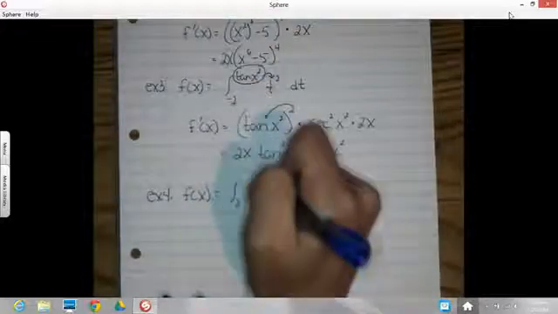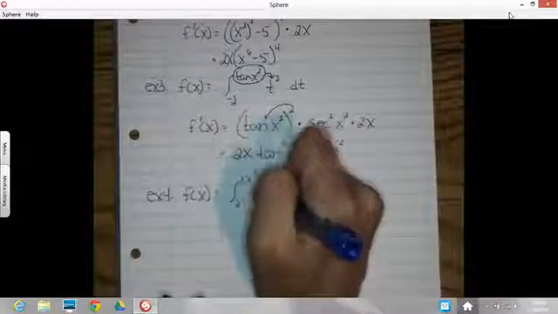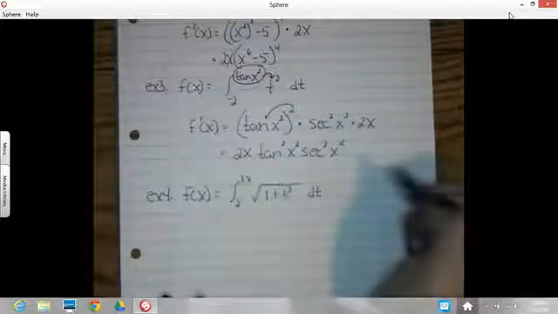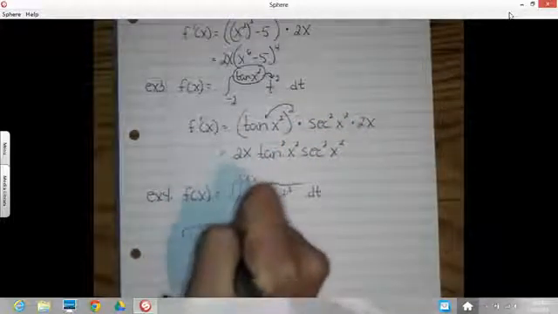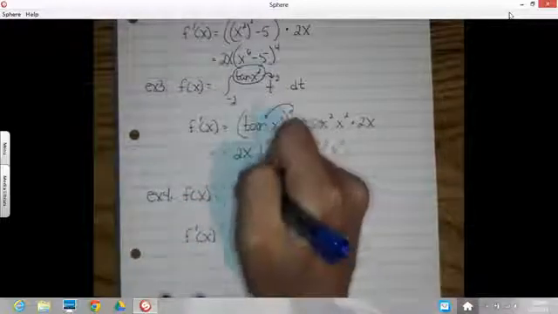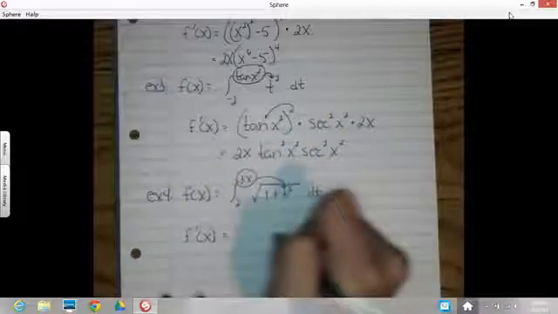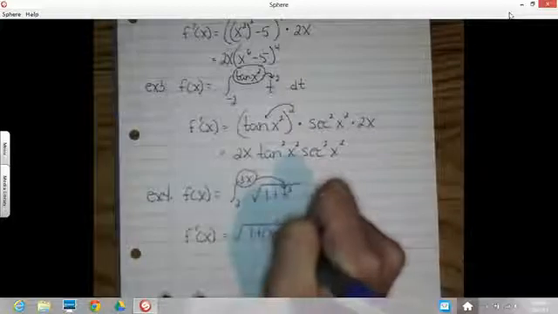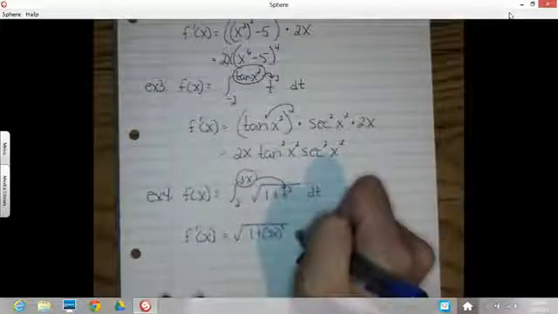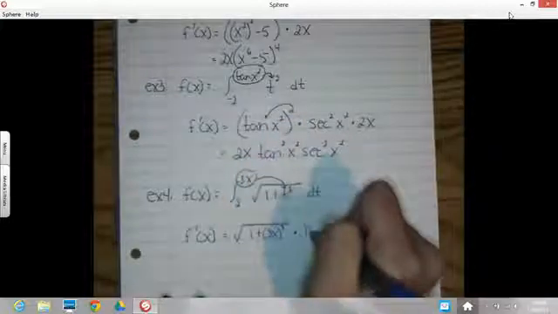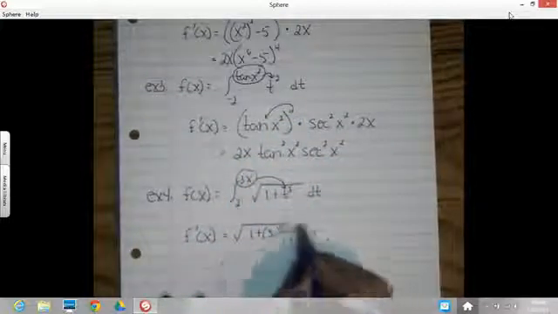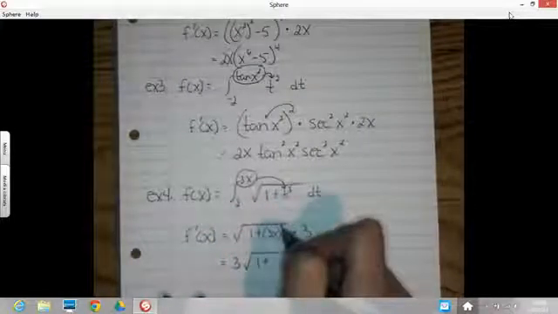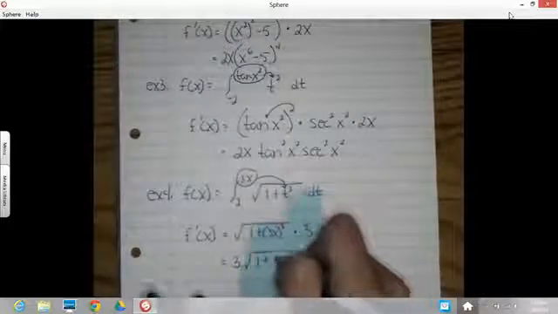F of x equals the integral from 2 to 3x of square root of 1 plus t cubed dt. Derivative is what I'm looking for. Shortcut: take this, substitute it here. Square root of 1 plus 3x cubed, times the derivative here, which is a 3. So simplifying here, bring this to the front. 1 plus, let's see, I've got to cube the 3, that's going to be 27x cubed.